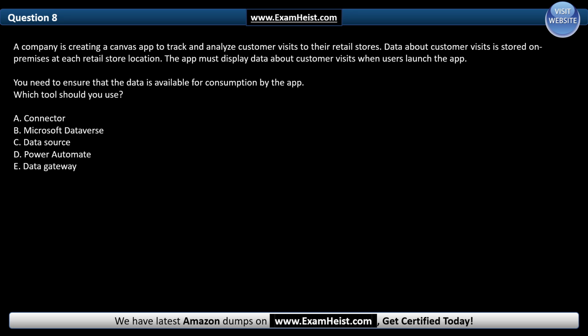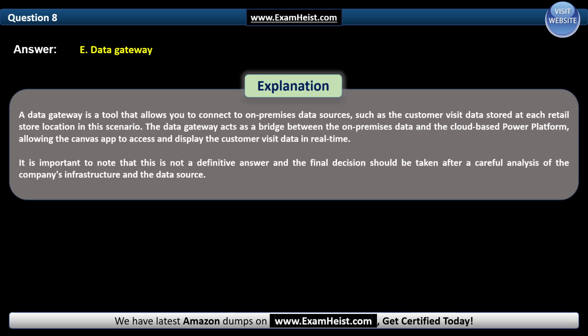The correct option is E. Data Gateway. A data gateway is a tool that allows you to connect to on premises data sources such as the customer visit data stored at each retail store location. In this scenario, the data gateway acts as a bridge between the on premises data and the cloud based Power Platform, allowing the Canvas app to access and display the customer visit data in real time. It is important to note that this is not a definitive answer, and the final decision should be taken after a careful analysis of the company's infrastructure and the data source.